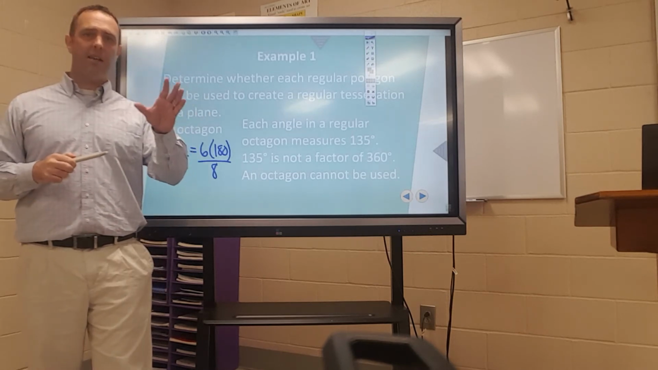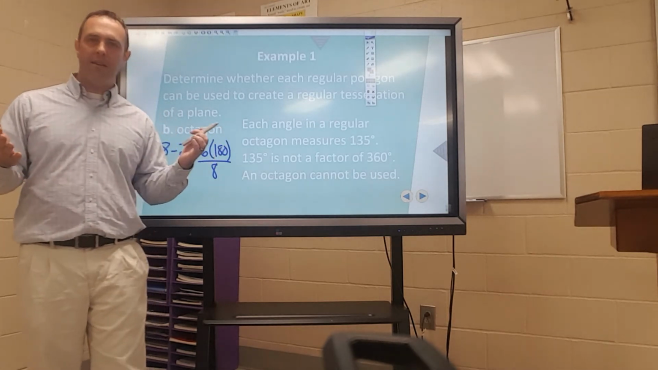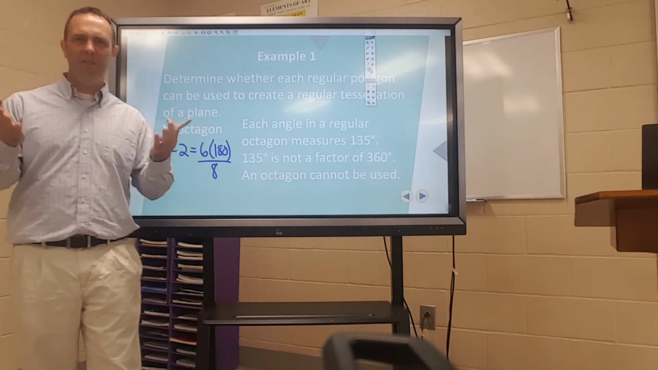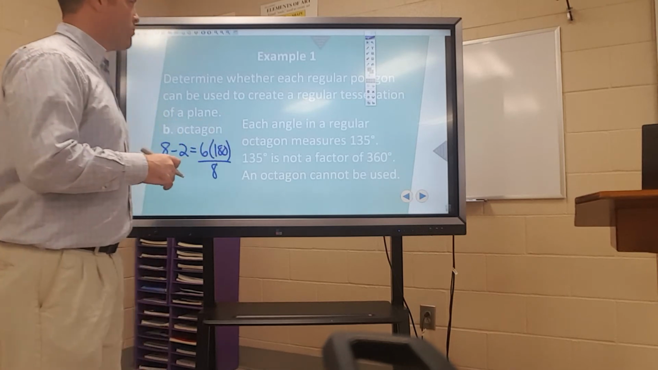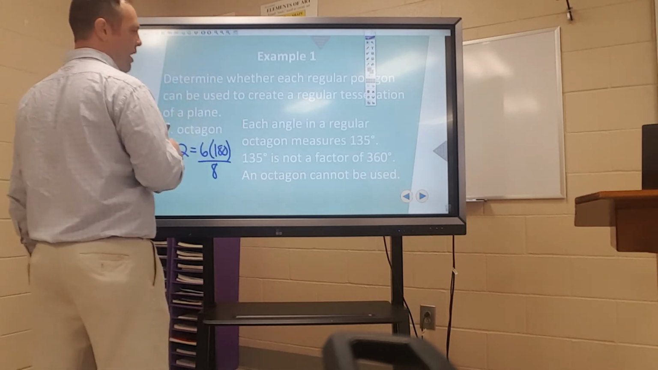I can't take one octagon after another and piece them together. There will be empty spaces. You can maybe figure that out visually, but this shows me beforehand, I don't have to do it. I know based on the formula that it will not do that.